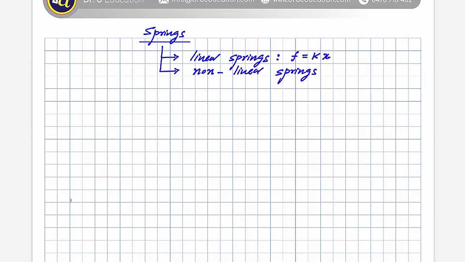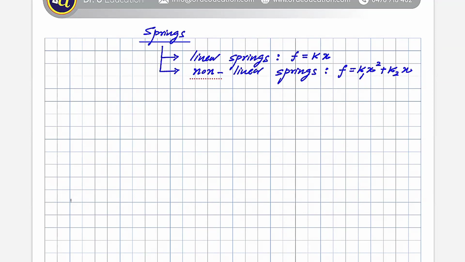F is equal to Kx. I'm going to discuss this, but to find the difference between these two, I have to take this equation. The nonlinear spring is like F is equal to K1x squared plus K2x. It's a nonlinear spring. Now you can see by looking at the mathematical function why the first one is called linear and the second one is called nonlinear. You can see the quadratic behavior in the second one, x to the power 2. So x to the power 2 is always nonlinear, you know that, right? So that is not in our syllabus.